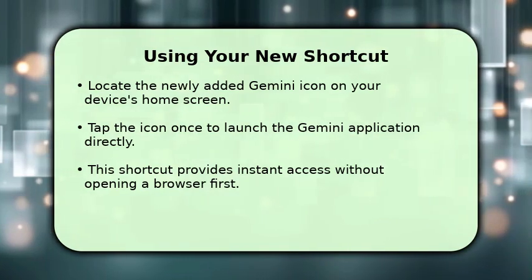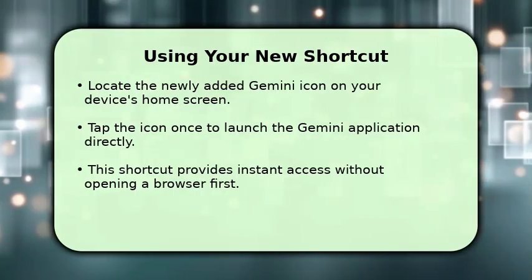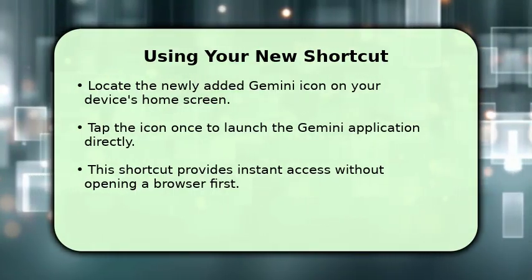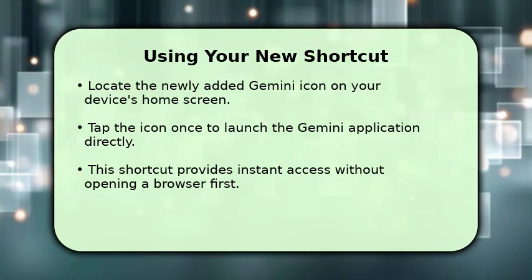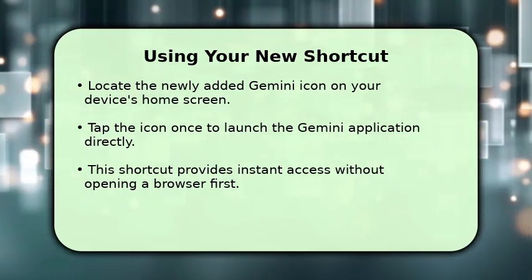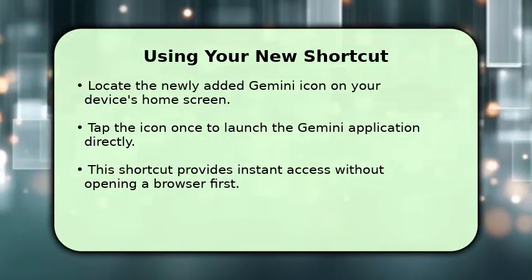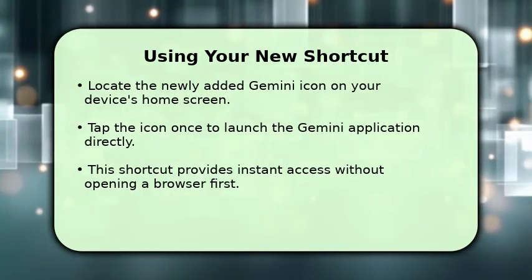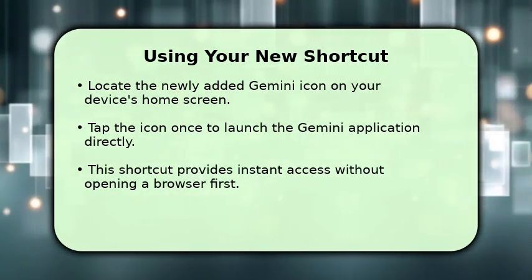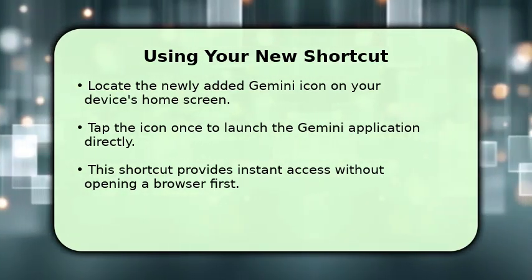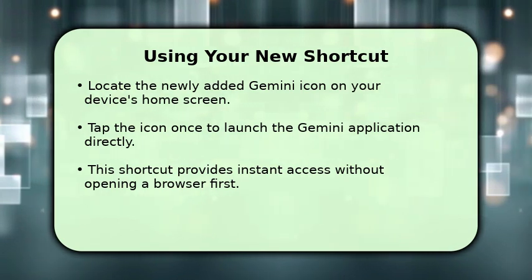With the Gemini icon now on your home screen, accessing it is incredibly simple. Just find the icon among your other apps and give it a single tap. This will launch Gemini directly, saving you the steps of opening a browser and typing in the address. It's a convenient way to keep your AI assistant just one tap away.